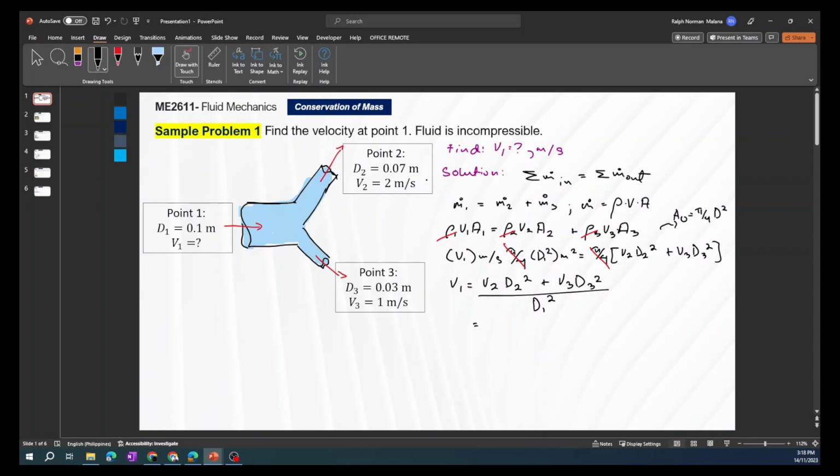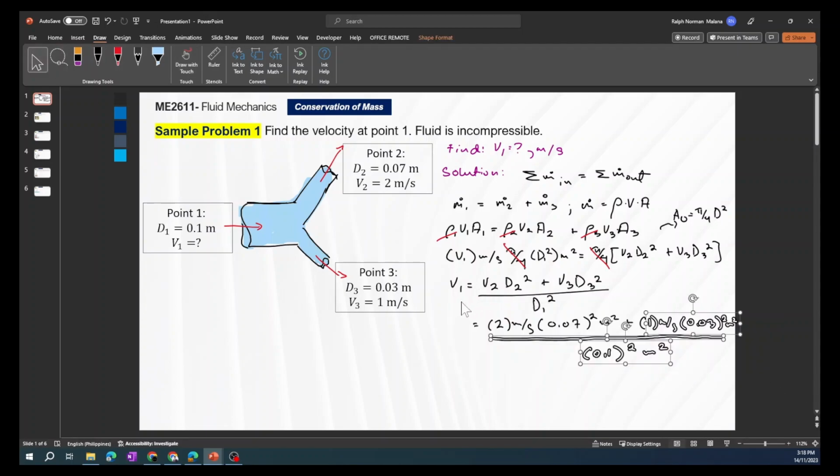And so we just substitute the known values around here. We have v2 here, so it's going to be 2 meters per second, and then times 0.07 squared, so that's going to be meters squared, plus v3, which is 1 meter per second, and then times 0.03 squared, divided by our d1 squared, which is 0.1, so it's going to be 0.1 squared meters squared.